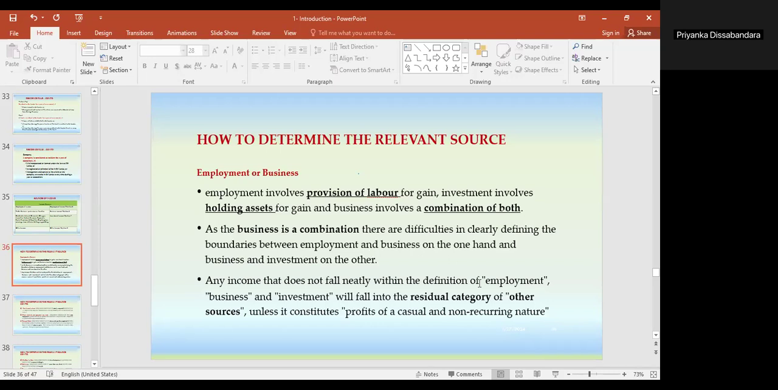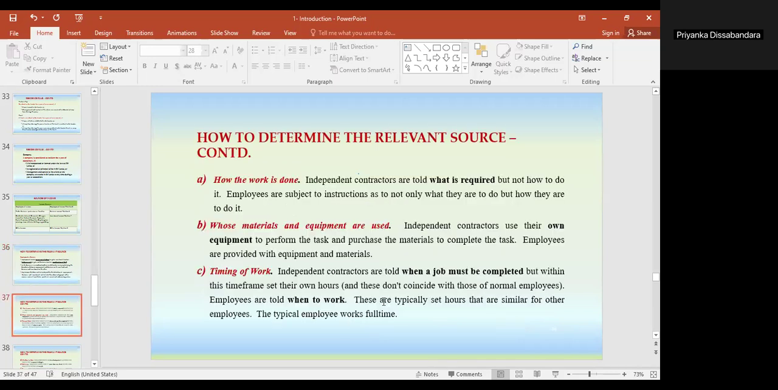Any income that does not fall neatly within the definition of employment, business and investment, that residual can be categorized under other sources. So if something does not fit any of those three sources, that residual category we can categorize under other income source. Okay.